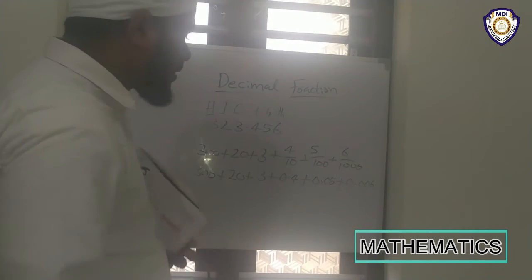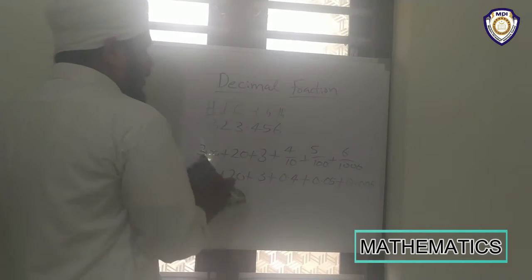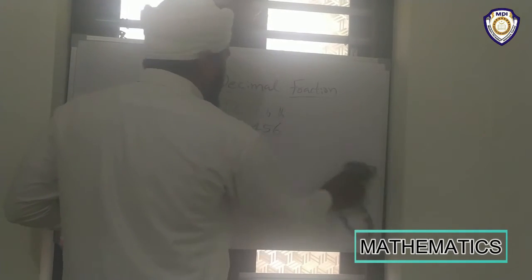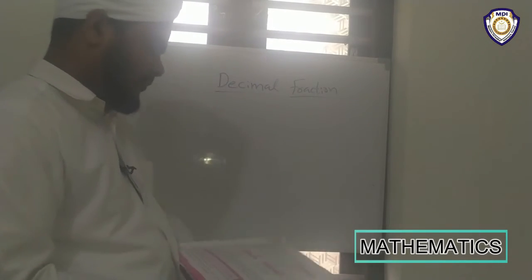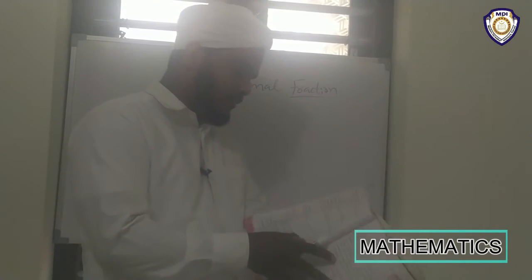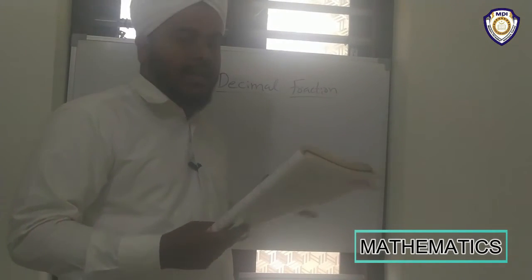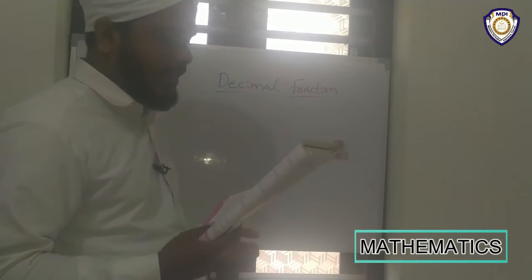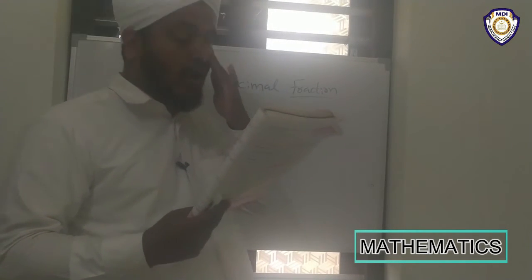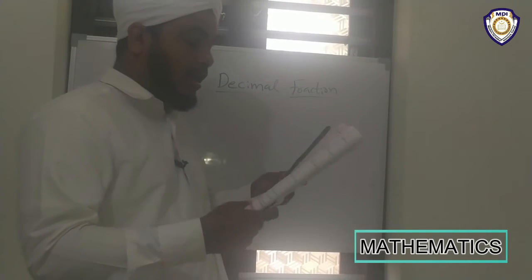Okay, we have studied this in 5th class. Next one, representing decimals on number line. How can you represent the decimals on number line? Example, represent 3.9 on the number line.